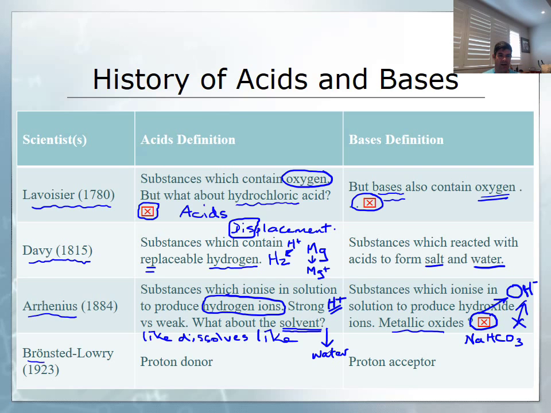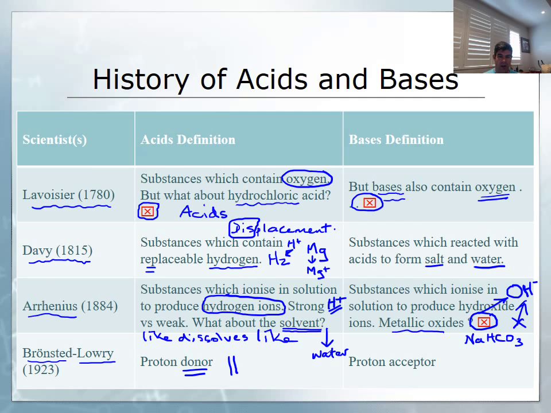The Bronsted-Lowry definition, which is almost coming up for its 100th anniversary, is one that was developed by two different scientists, Bronsted and Lowry. That's not a hyphenated name, that's two different people. And very simply, hydrogens are proton donors.